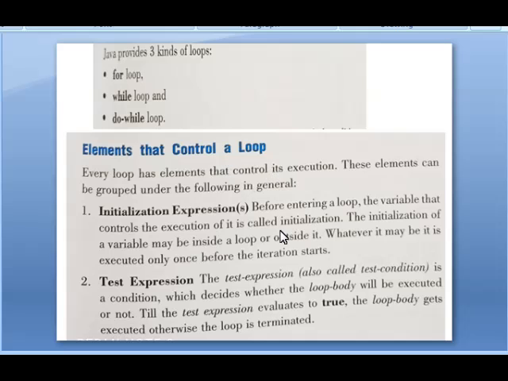Now we are going to see the elements of a control loop. Every loop has elements that control its execution, and in general they can be grouped as follows. First is initialization expressions, second is test expression. First, initialization expressions: before entering a loop, the variable that controls the execution of it is initialized. The initialization of a variable may be inside the loop or outside the loop.